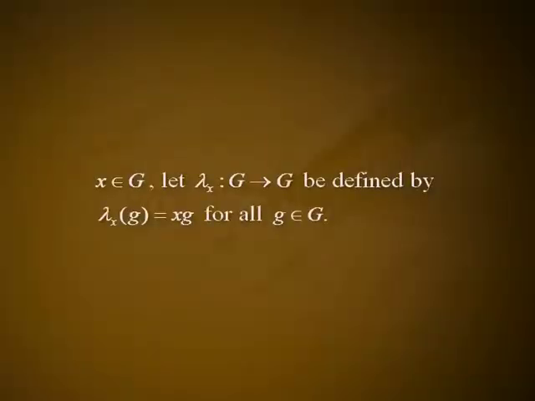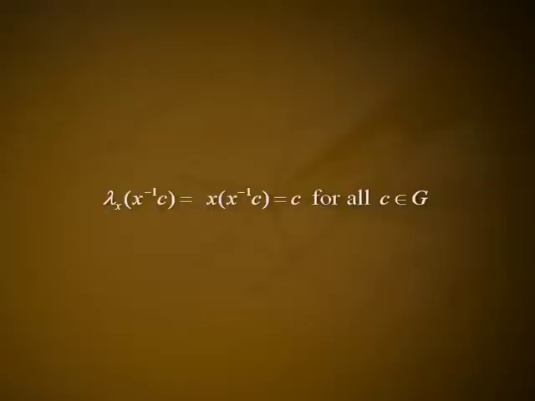Let lambda x from G to G be defined by lambda x of g is equal to xg for all g belongs to G. We think of lambda x as performing left multiplication by x. The equation lambda x of x inverse c is equal to x into x inverse c, which is equal to c for all c belongs to G, shows that lambda x maps G onto G. If lambda x of a is equal to lambda x of b, then xa is equal to xb. So, a is equal to b by cancellation in the group. Hence, lambda x is 1 to 1. Being 1 to 1 and onto, lambda x is a permutation of G.